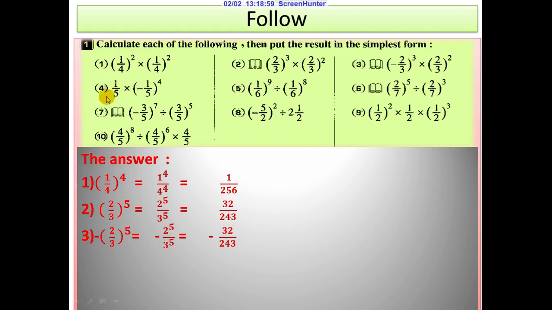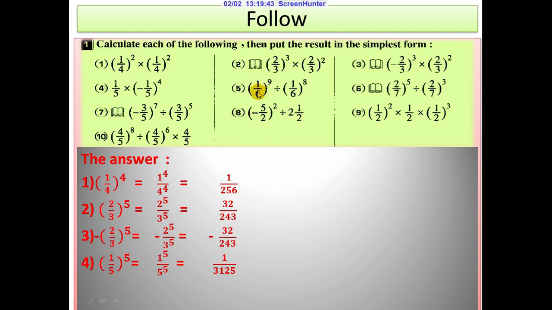1 over 5 without any power, I told you before, it means it will be raised to power 1, multiplied by negative 1 over 5 raised to power 4. But we have a negative here, so we check if we cancel it or keep it. We have an even power here, so we can cancel this negative. It will be finally number 4 equal to 1 over 5, and add their powers. It will be equal to (1/5) raised to power 5. And we distribute this power up and down to be 1 raised to power 5 over 5 raised to power 5, equal to 1 over 3125.